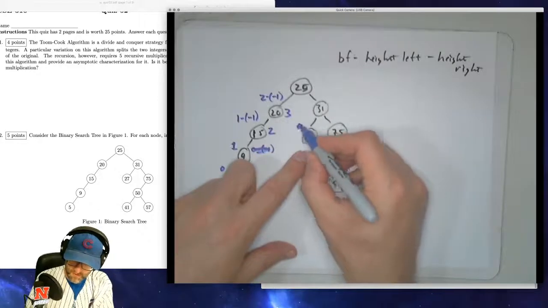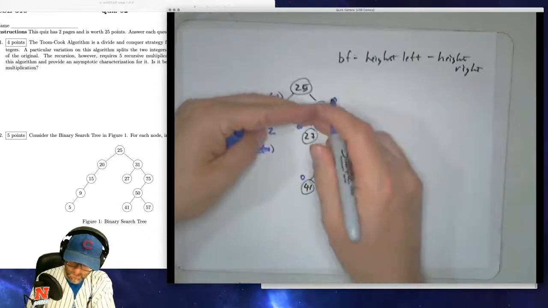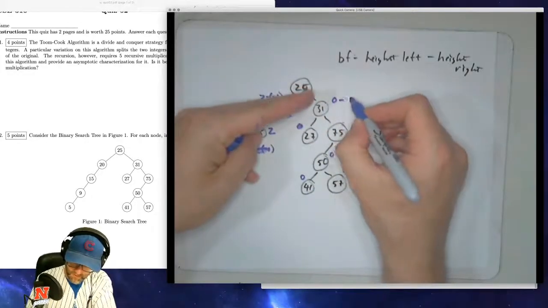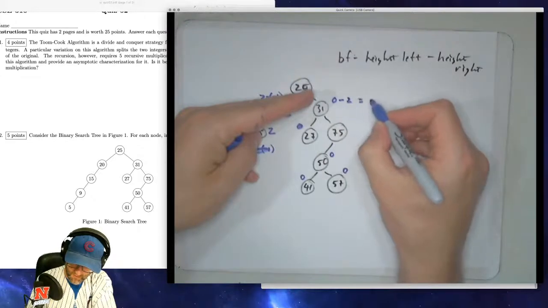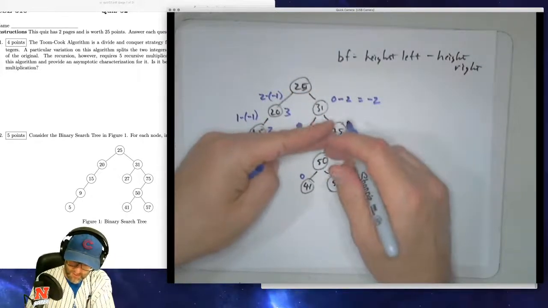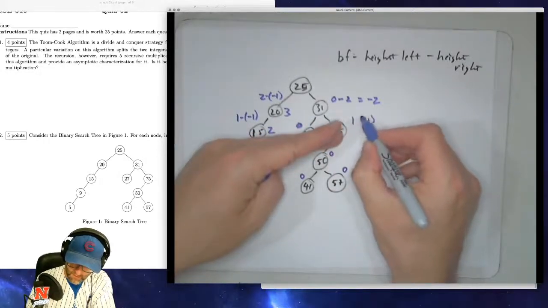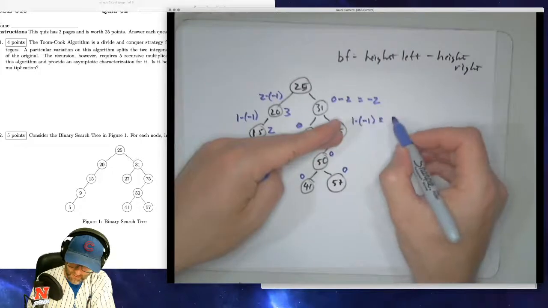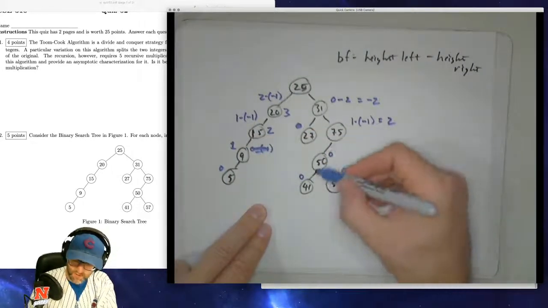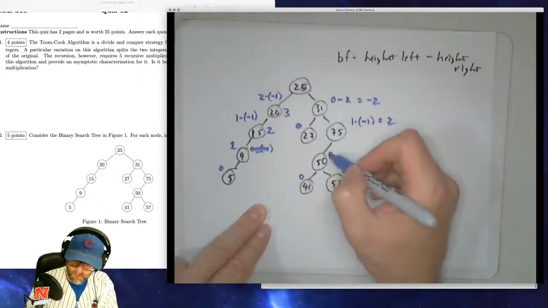0 because that is a leaf. The height of the left subtree here is going to be 0. The height of the right subtree is 1, 2. So minus 2, giving you negative 2 over here. And we forgot 75 here. The height of the left subtree is going to be 1. The height of the right subtree is negative 1. So the difference is going to give you positive 2. It's skewed to the left. Positive is skewed to the left. Negative is skewed to the right. And you can see that in 75 and 31 here.